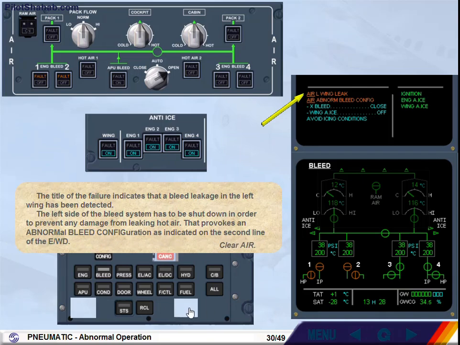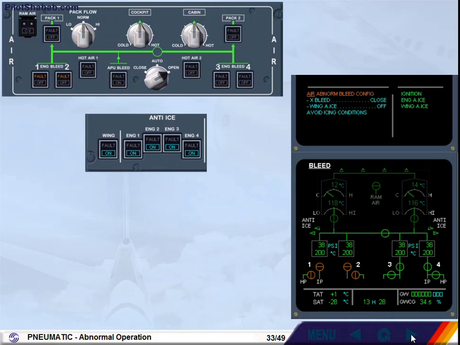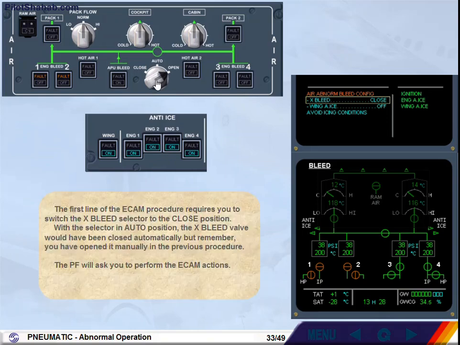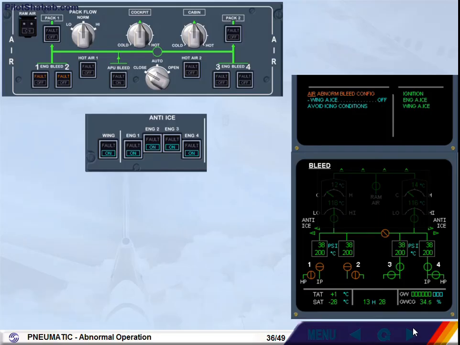Clear air. The first line of the ECAM procedure requires you to switch the cross-bleed selector to the closed position. With the selector in auto position, the cross-bleed valve would have been closed automatically, but remember, you have opened it manually in the previous procedure. The pilot flying will ask you to perform the ECAM actions. Perform ECAM action. Observe the indications.